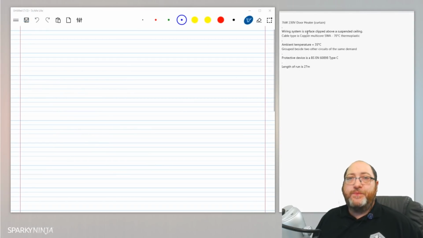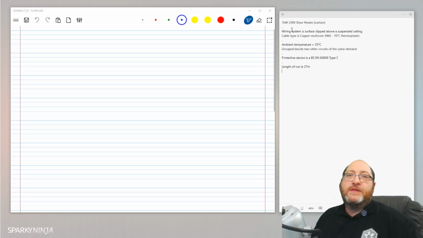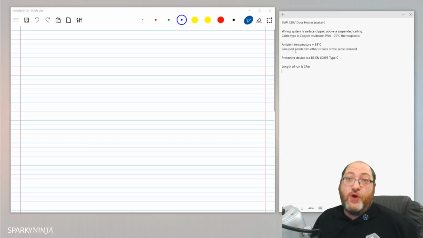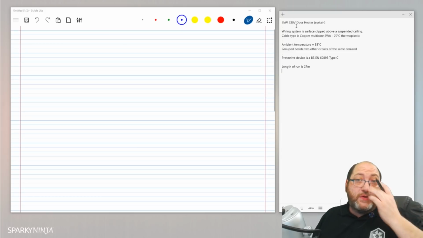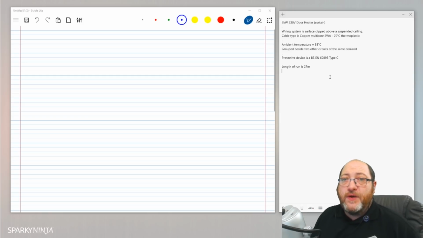It should be visible. This scenario has been completely made up by me right now. I'm going with a 7 kilowatt 230 volt door air curtain heater above the door. Wiring system is surface clipped above a suspended ceiling. Cable type is a copper multi-core steel wire armoured, 70 degree thermoplastic. Ambient temperature 35 degrees, and is grouped beside two other circuits of the same demand. Protective device is a Type C BS EN 60898. It's 27 metres in length.